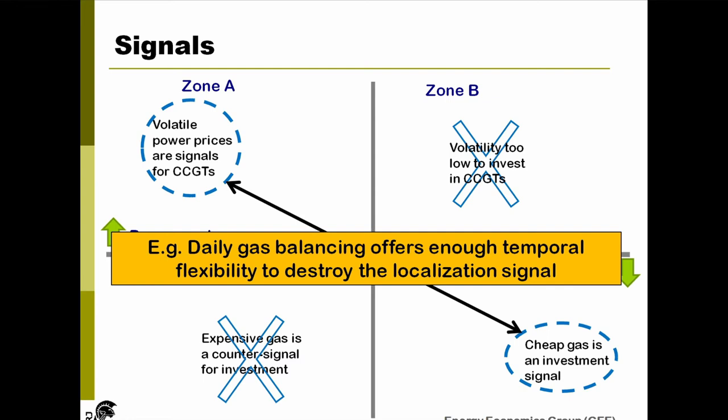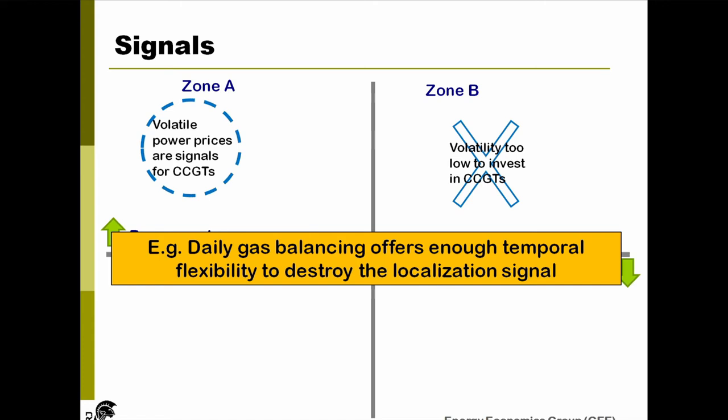Consider, for example, the flexibility we were talking about, the daily gas balancing, and a particular situation where the daily gas balancing offers enough temporal flexibility to destroy the localization signal. What we have then is that because we defined a level of temporal flexibility high enough, we are solving the trade-off only looking at the power system. And this may be efficient in some situations, but may be inefficient in some other situations. So much for time flexibility.